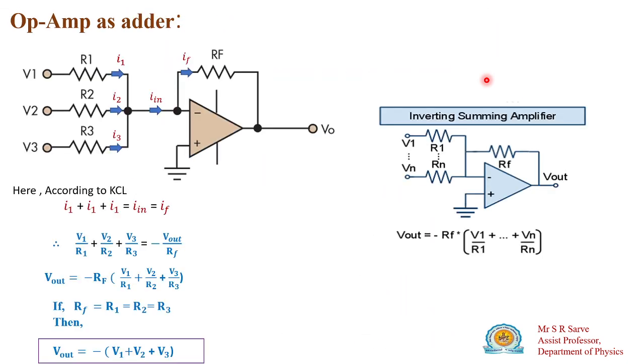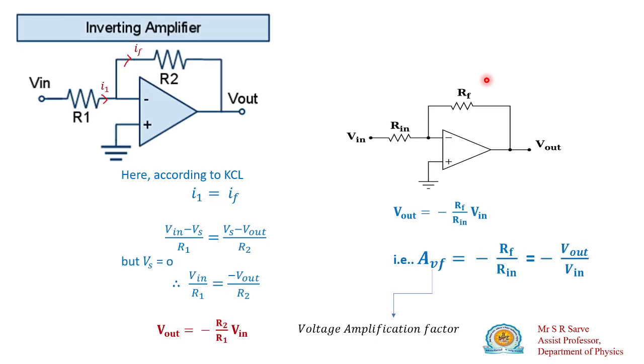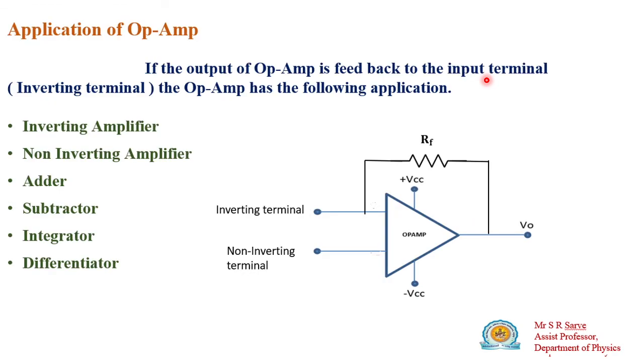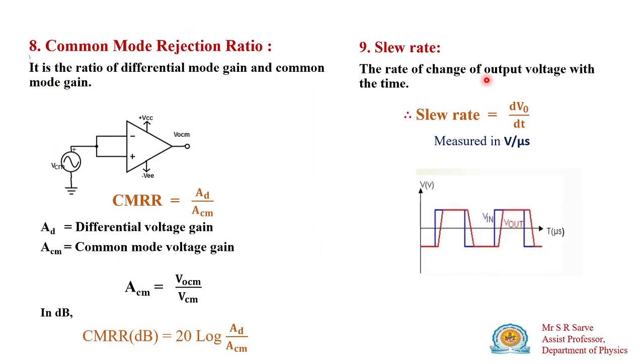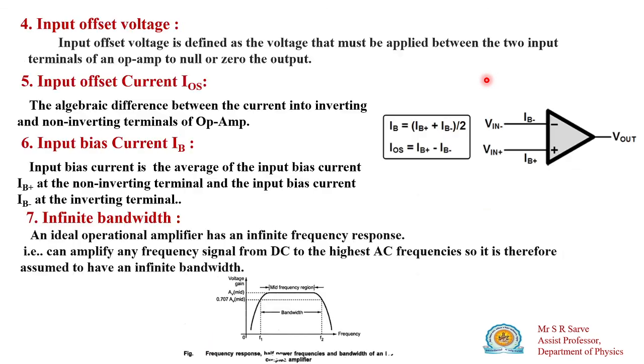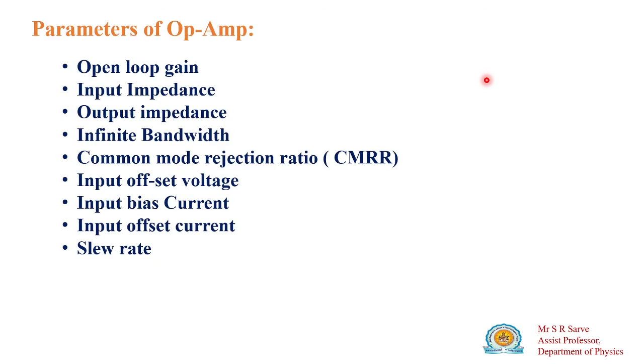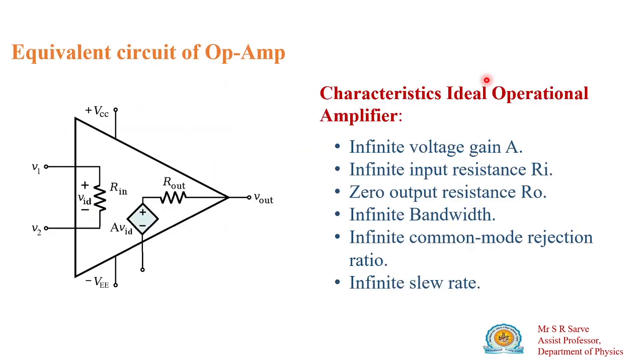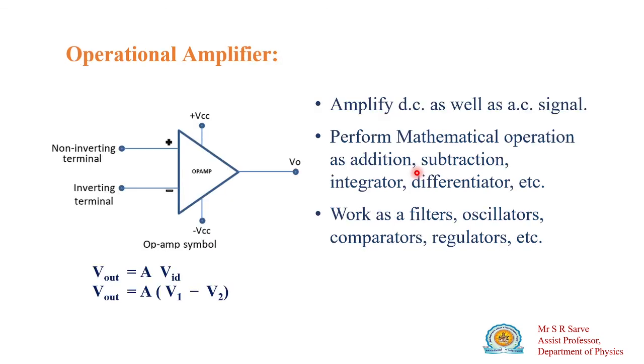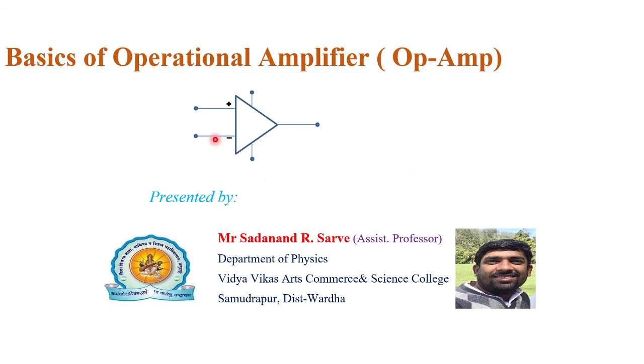integrator. And in the previous video lecture we have learned the operational amplifier as an adder, non-inverting amplifier, inverting amplifier. Okay, and in previous lecture we have learned this application. Then what are the parameters? Slew rate, common mode rejection ratio, infinite bandwidth, input bias current, offset current, input offset voltage, output impedance, input impedance. These are the parameters of operational amplifier. And what are the ideal parameters of operational amplifier? This is the symbol for operational amplifier. Okay, so here we will stop now.